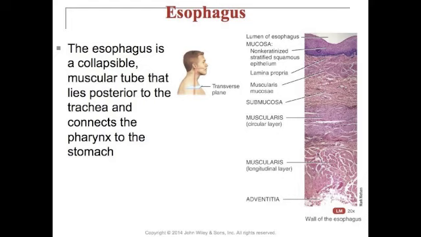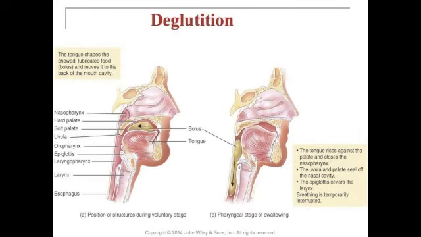Also, the esophagus secretes mucus and transports food to the stomach. And if we look on the right of this figure, we can see a light micrograph of the layers of the esophagus. So this is figure 24.11 on page 957. And this talks about deglutition, or swallowing.